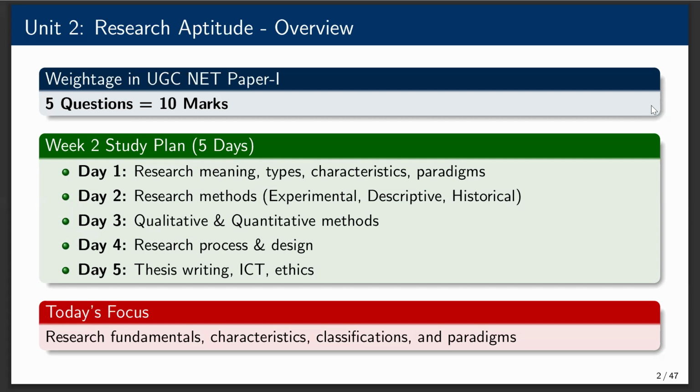So again, week 2 study plan will be 5 days, right? Day 1, today we will be discussing research meaning, types, characteristics, paradigms. Then day 2, research methods, experimental, descriptive, historical. Day 3, qualitative and quantitative methods. Day 4, research process and design. Day 5, thesis writing, ICT, ethics. Right? So today's focus will be research fundamentals, characteristics, classifications and paradigms.